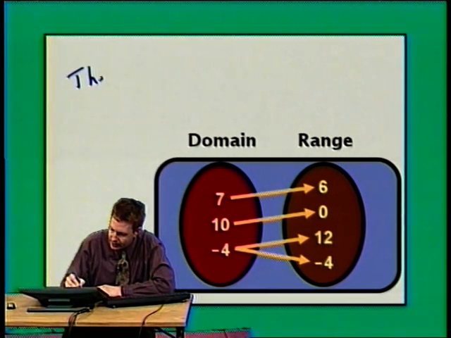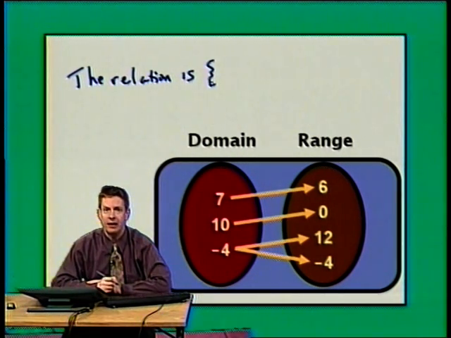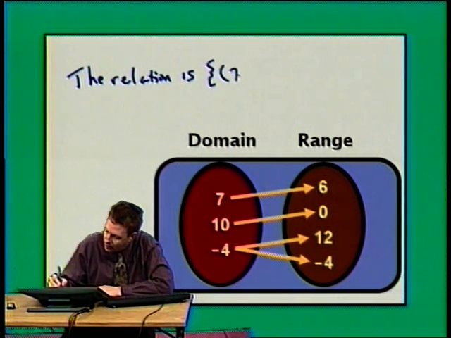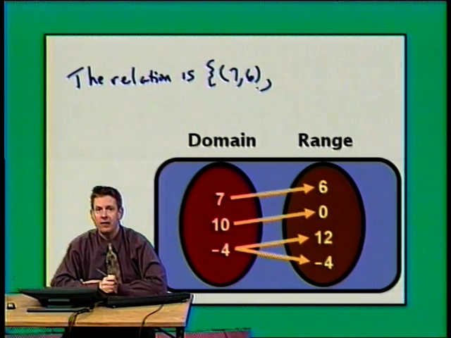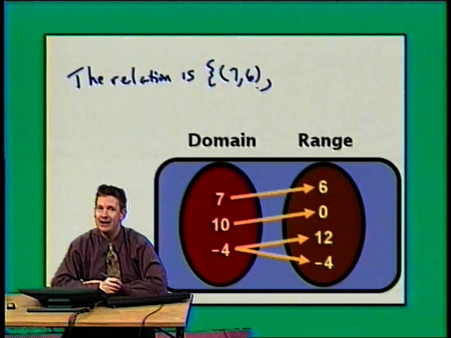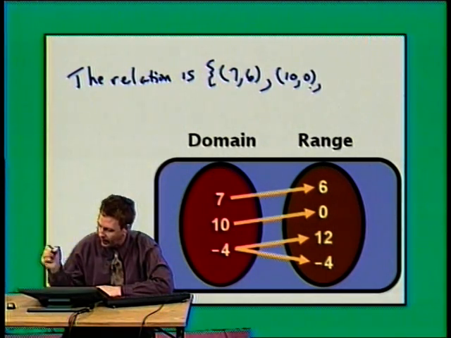So the relation is, well, one of our ordered pairs is mapping, that's a word that we use in this type of diagram, 7 to 6. So one of our ordered pairs is (7, 6). Another one of our ordered pairs needs to illustrate that 10 is mapped to 0. That would be (10, 0).